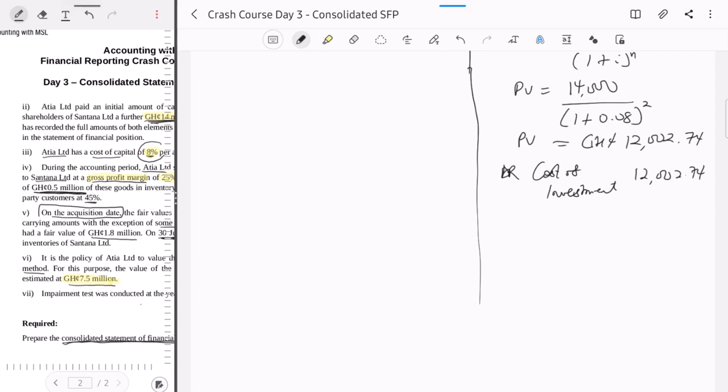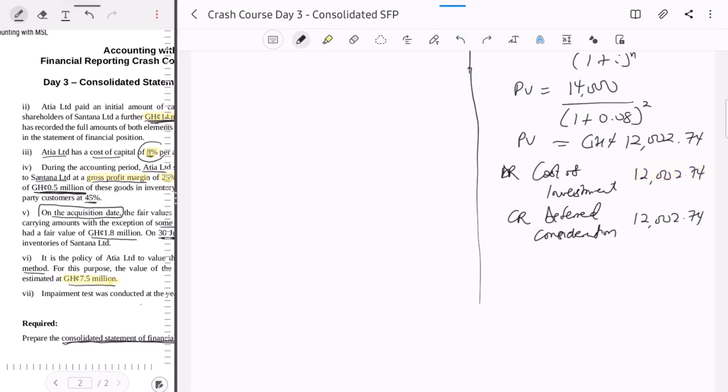12,002.74, and then we will credit the deferred consideration with what, 12,002.74. Take note that this is the figure that will feed into the consolidated financial statement. So effectively, this debit figure is what will go into goodwill. So we use this 12,002 to compute what our goodwill, right?